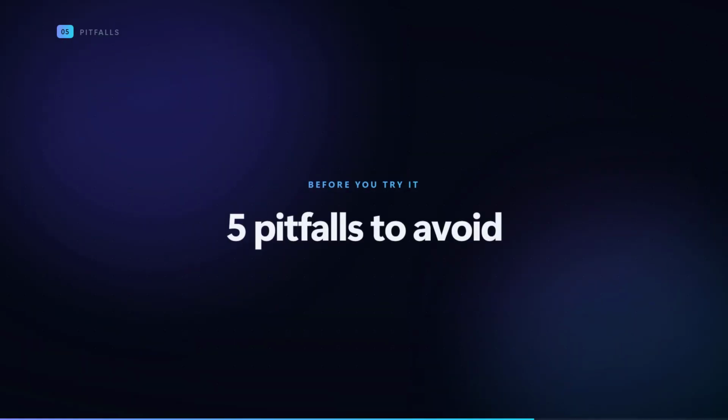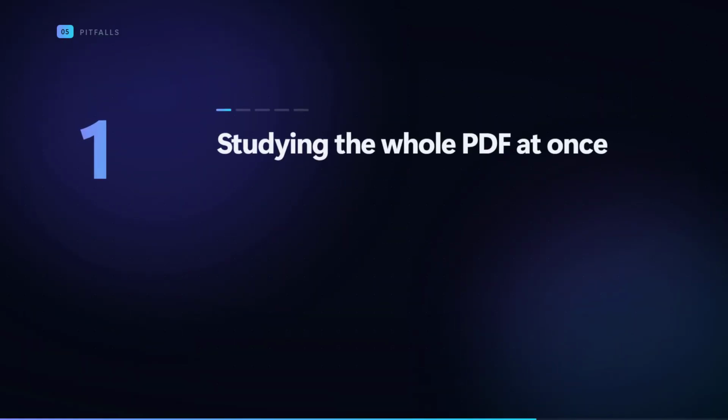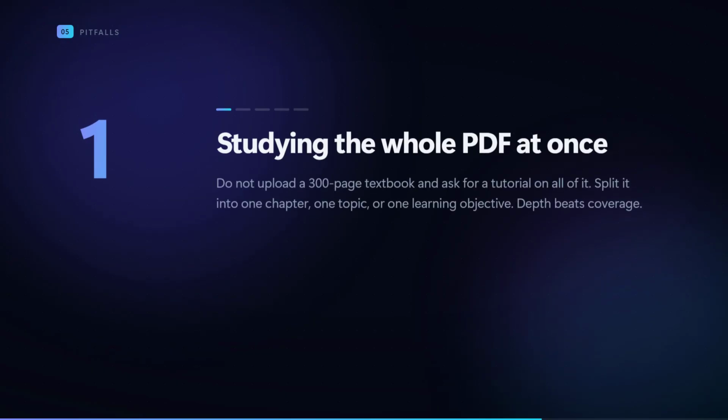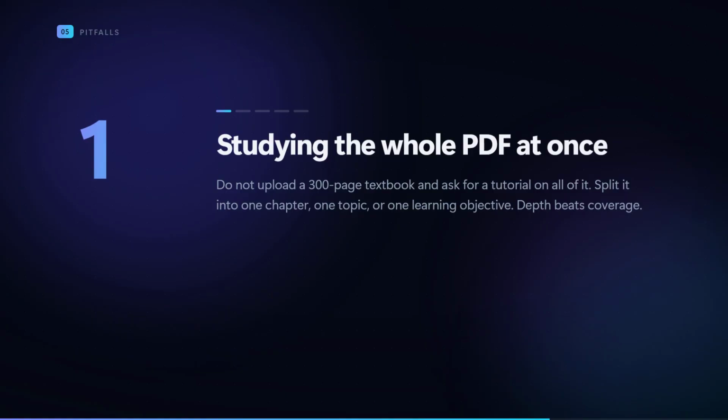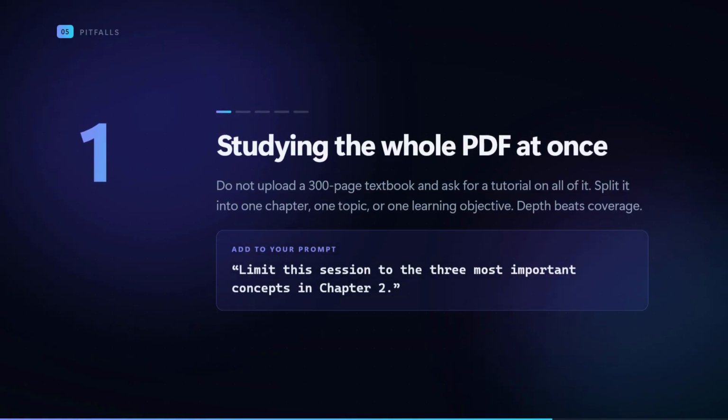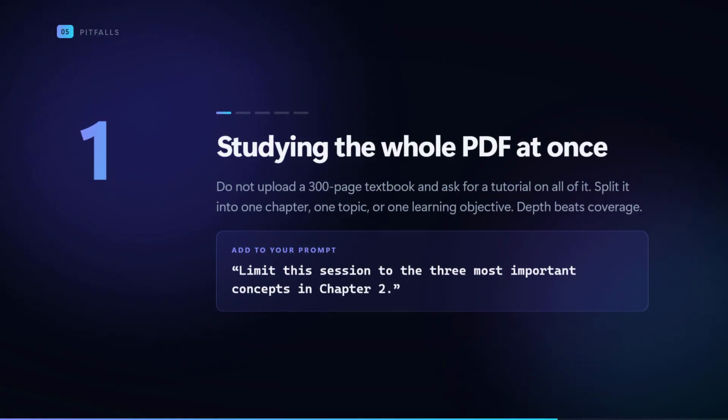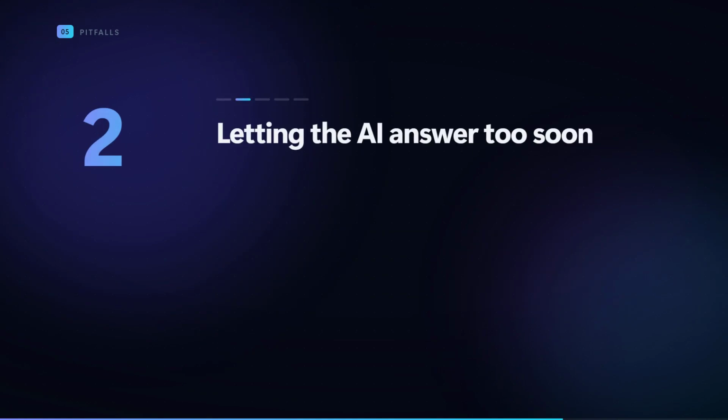Now 5 pitfalls to avoid. Pitfall 1, studying the entire PDF at once. Do not upload a 300-page textbook and ask the AI to tutor you on everything in one session. Divide it into one chapter, one topic, or one learning objective. A useful instruction is, limit this session to the 3 most important concepts in Chapter 2. Depth beats coverage.